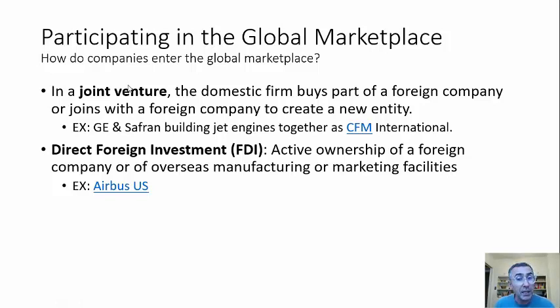Just so you know, it's not going to be on the test, don't worry. A strategic alliance is when two companies decide to work together, but they don't create a third company. Very popular, a lot of it out there.